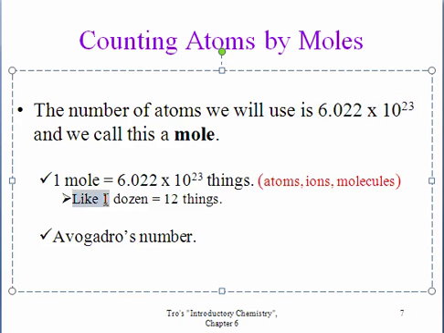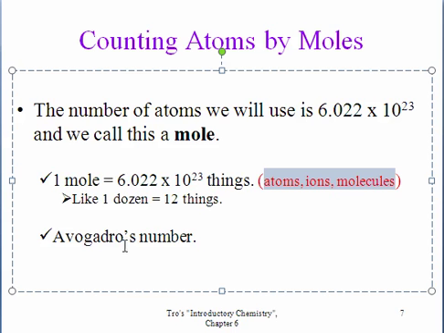Just like a dozen is always 12. So if we think of a dozen donuts, always 12. A dozen bagels, always 12. A dozen nails, always 12. A dozen eggs, always 12. Same thing with a mole. A mole is 6.02 times 10 to the 23 things. However, in chemistry, the things that we're going to be talking about are typically atoms, ions, or molecules.